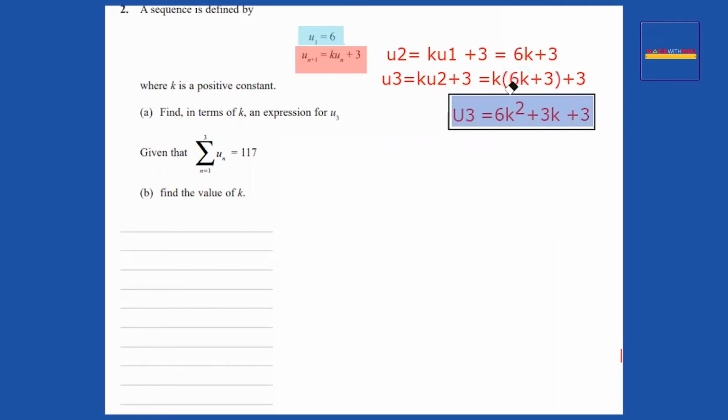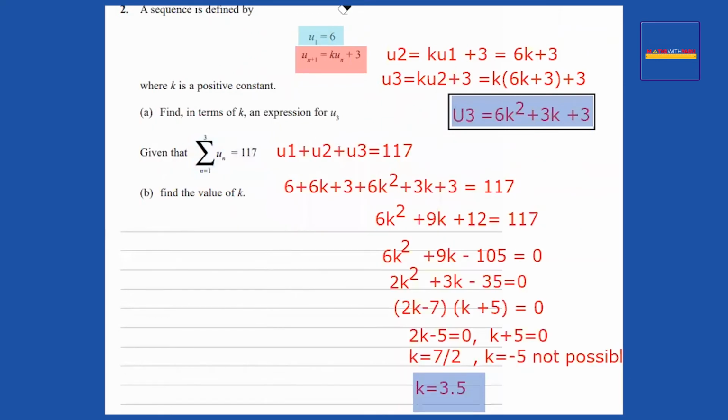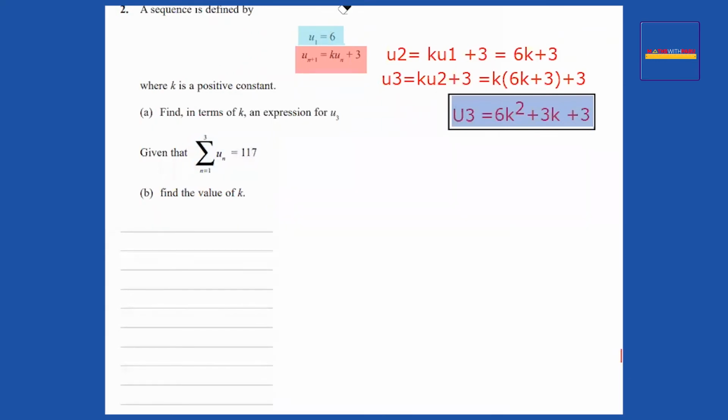Let's move on to part B. They say that the sum from n equals 1 to 3 of u(n) is equal to 117. Now what does that mean actually? It means that we're going to replace n with 1, 2, and 3, and it means that u1 plus u2 plus u3 is equal to 117.